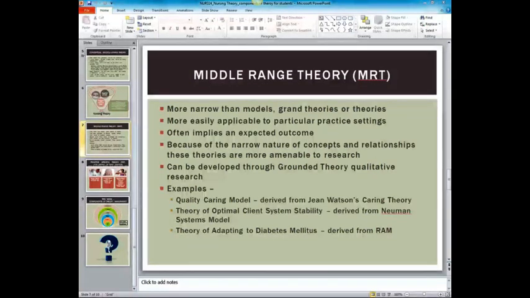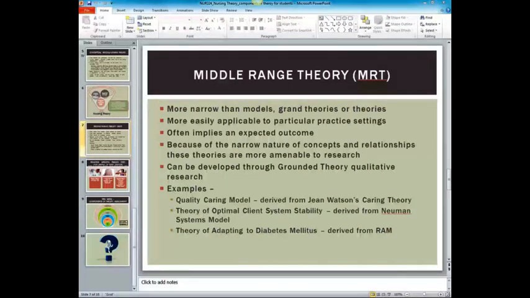You get into middle range theory, it pretty much tells you X, Y, and Z, and this is how you operationalize it, and these are the concepts that are within it, and these are the variables that affect it. So it's a little bit easier to study and a little bit easier to apply to practice. It often implies an expected outcome.